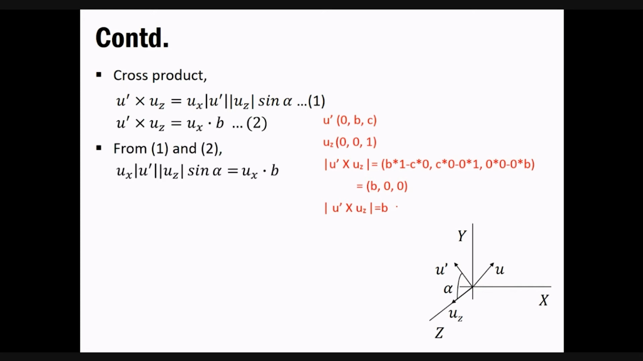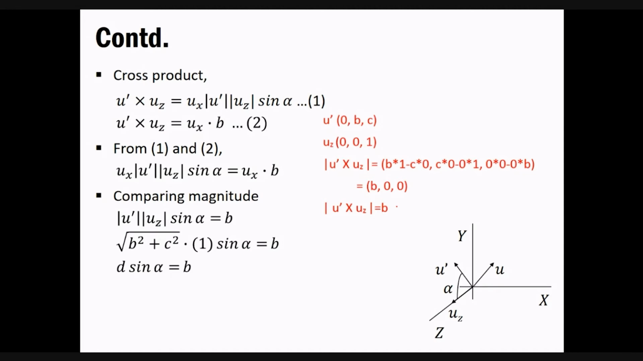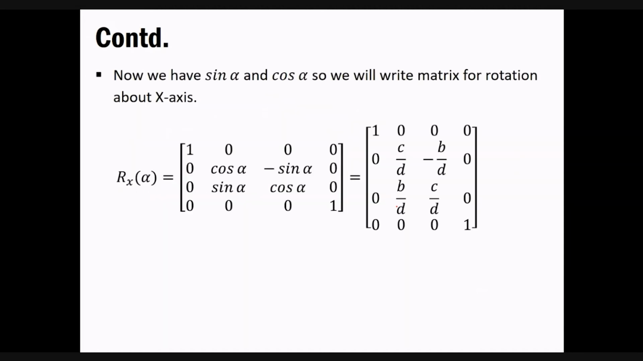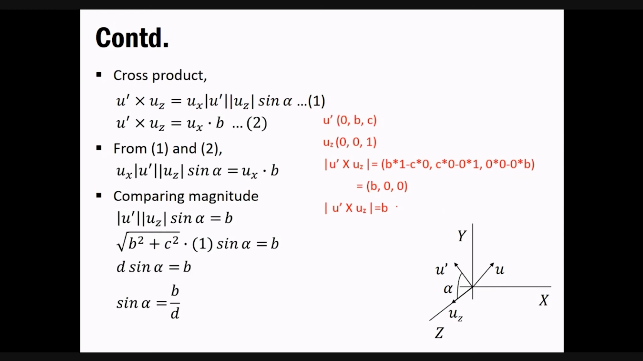And what it says is, from 1 and 2, we just want something to be substituted at the end in the matrix form. So in the next slide, we have the general matrix form that we can directly use if you want to take it. And one more thing over here, from 1 and 2, we have taken this, that is ux, u dash uz sine alpha equal to ux into b.